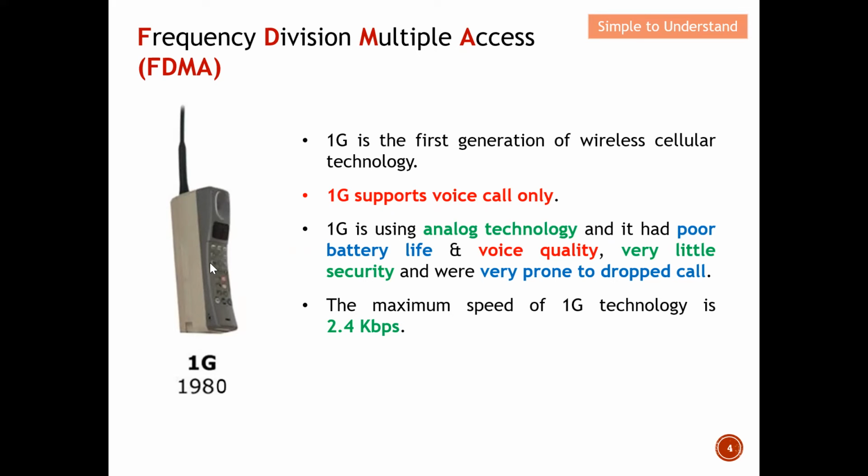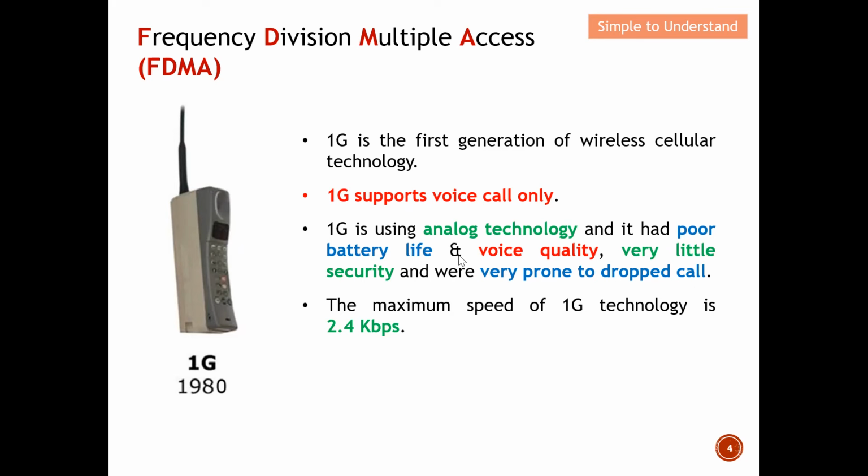I think the battery life could typically last about maybe 2 or 3 hours. Voice quality was very, very bad. Sometimes you can't really hear, so you imagine saying, hello, hello, hi, hello? Can you hear me? So this 1G era had very poor voice quality and very little security, which means that if someone really wanted to pick up your signal, they could, because at that time the focus was to come up with the first wireless cellular technology, not so much on security. They were also very prone to dropped calls, which means your line would suddenly cease and you needed to re-establish the call again.